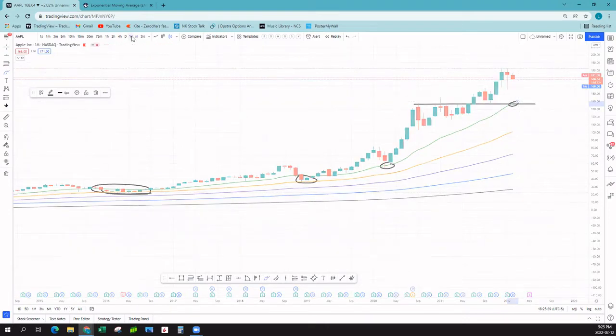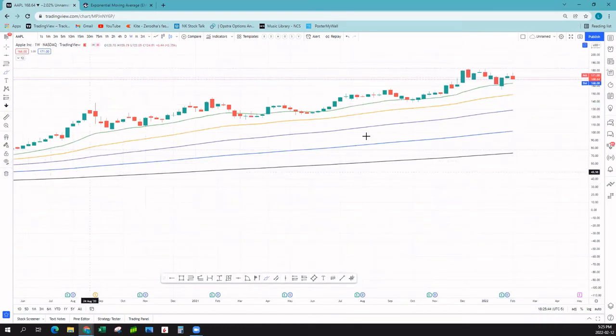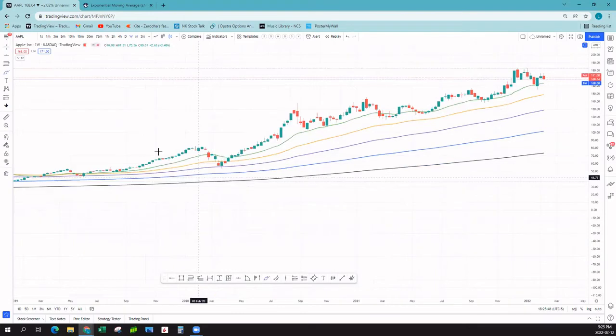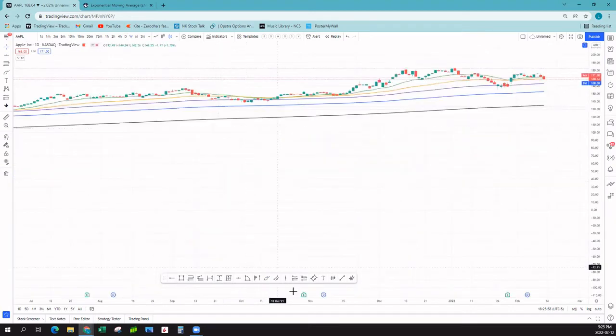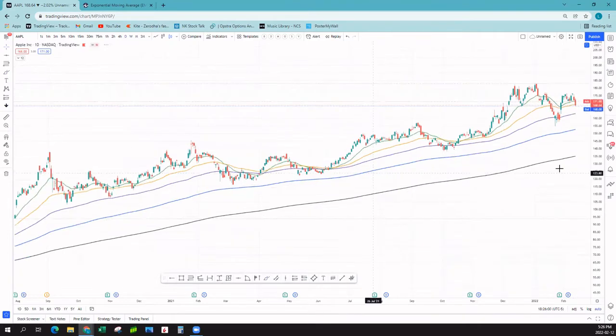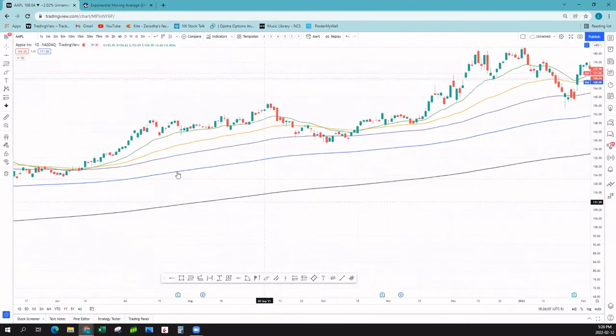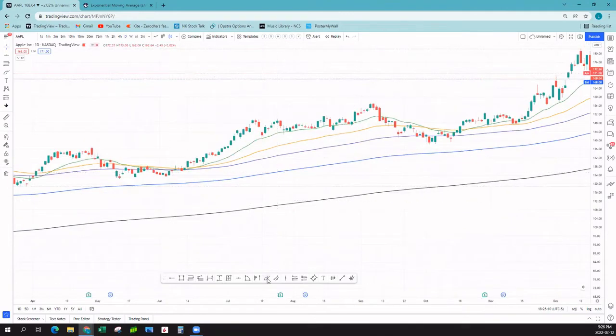If you see on a weekly, I'm going to remove all those chartings again. If you check it on a weekly as well, see here, the price came and corrected to the 20, 50, and 100. This is the 100 EMA, and it bounced back. This is on a weekly. If you go on a daily, let me see here. Okay, daily, whenever the price, check this out.